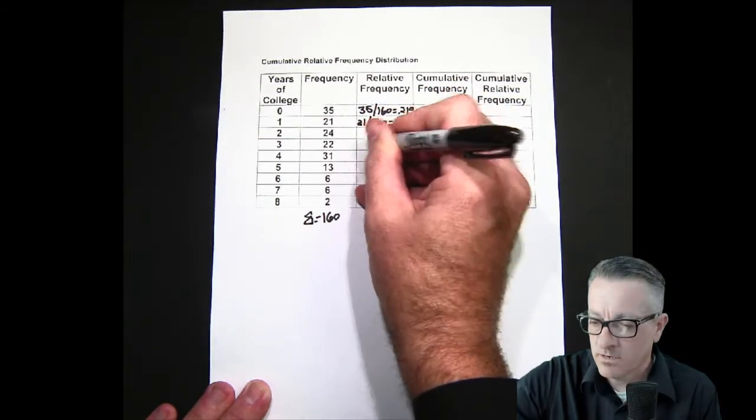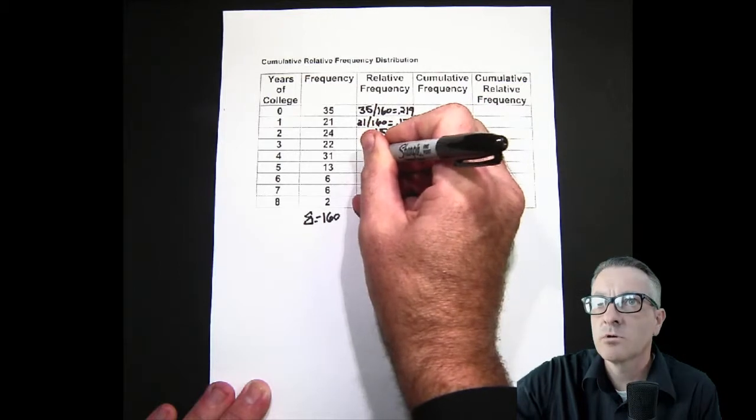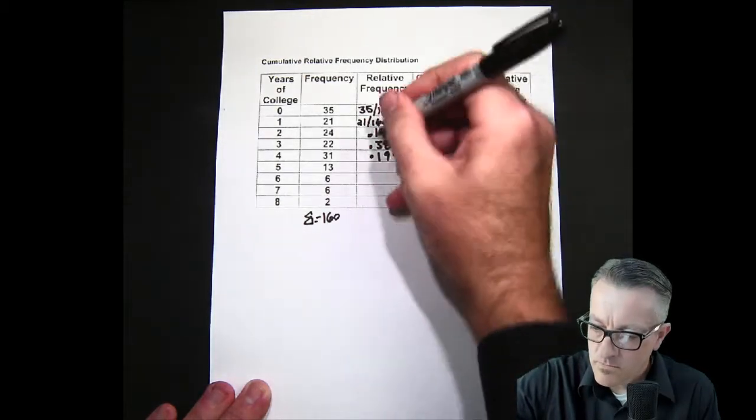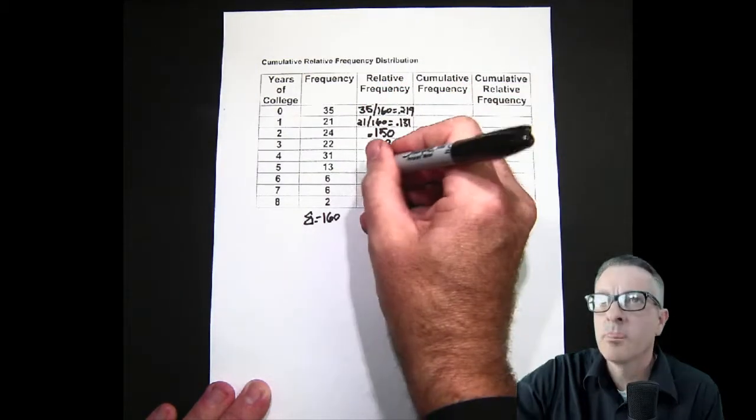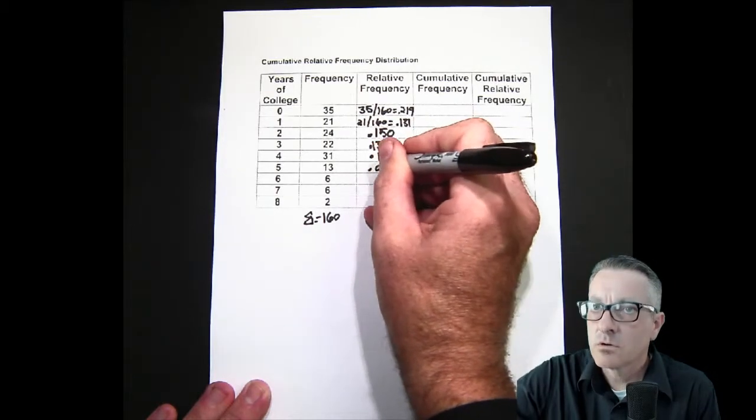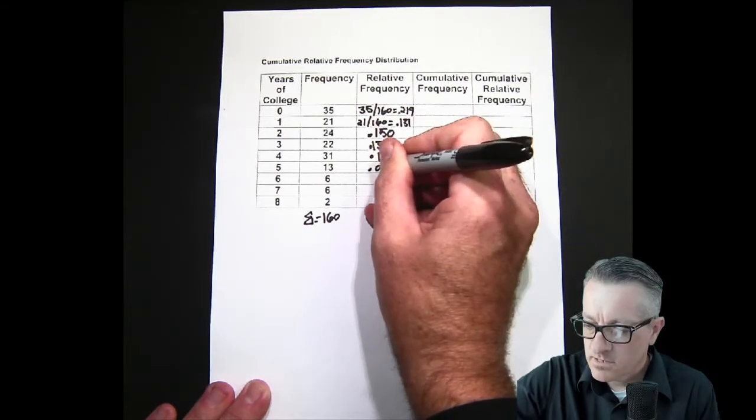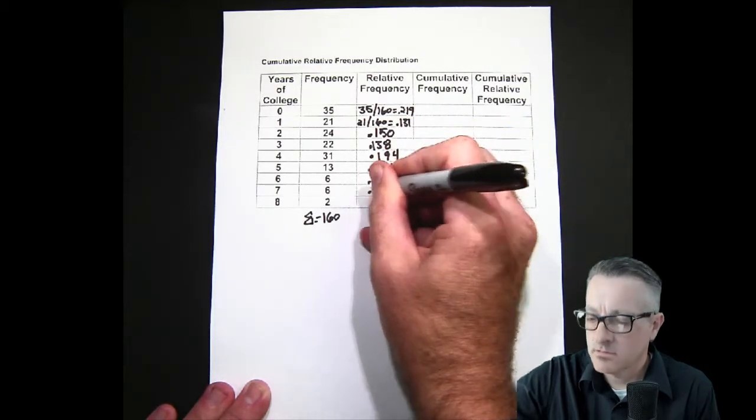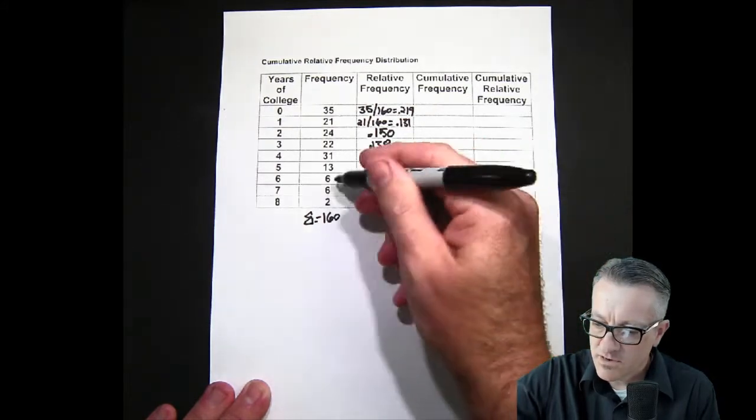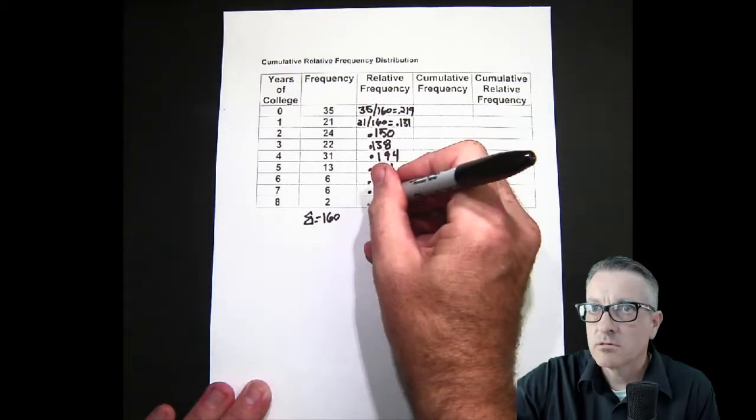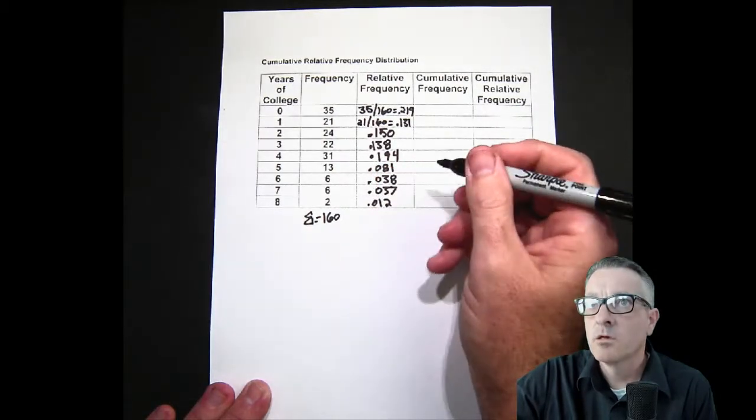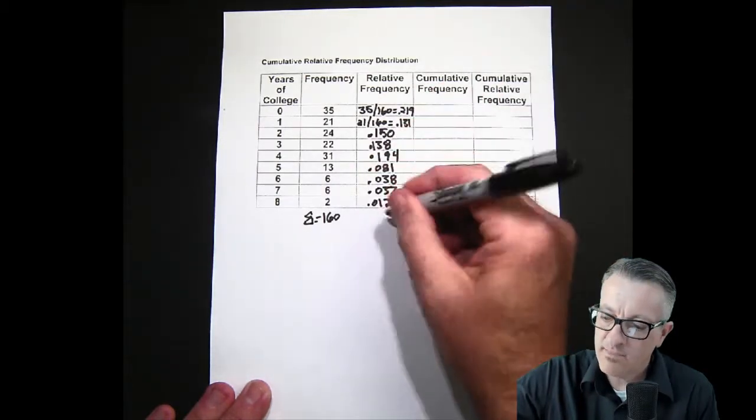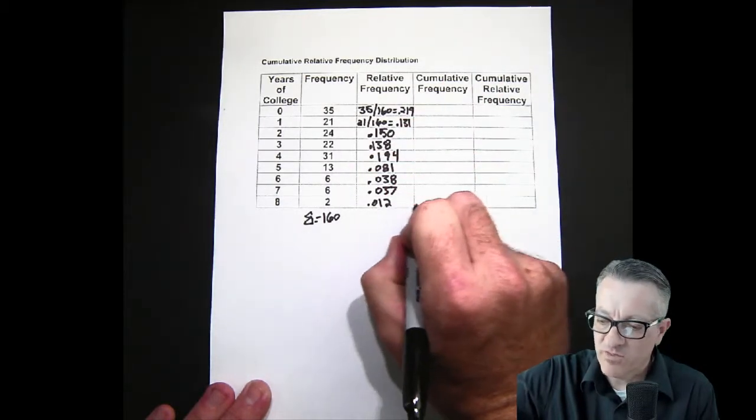0.150, 0.138. Oh, there needs to be a 1 right in front of that, 0.138. 0.049, 0.038, 0.037. This must be a slight rounding difference. And 0.012. So when we add these up, theoretically all of these add up to 1, or about 1. They won't be perfect because we're cutting off some of the precision.